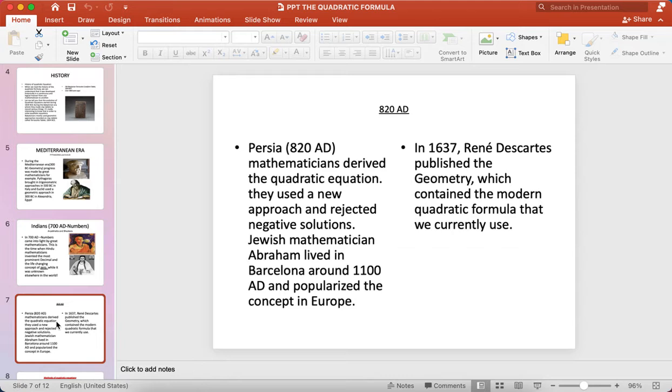And in Persia, mathematicians derived the quadratic equation. They used a new approach and rejected negative solutions. Jewish mathematician Abraham lived in Barcelona around 1100 AD and popularized the concept in Europe. In 1637, René Descartes published The Geometry, which contained the modern quadratic formula that we use.